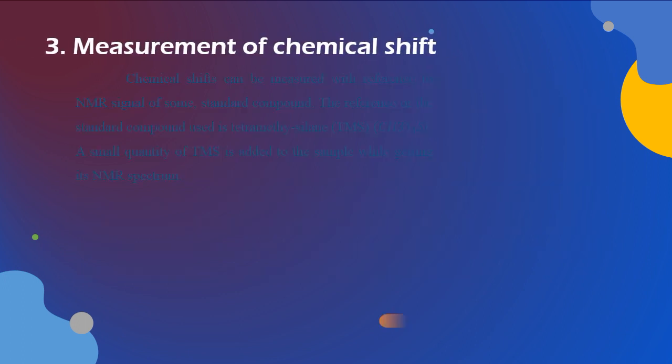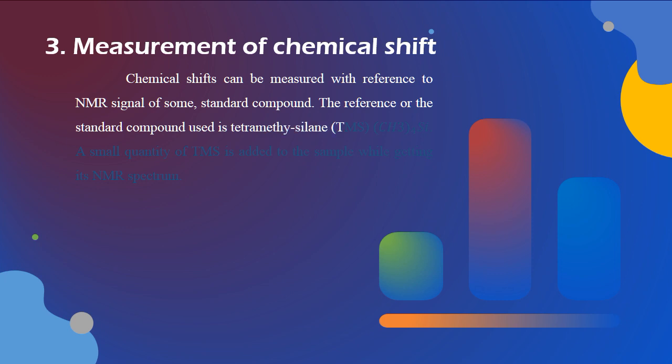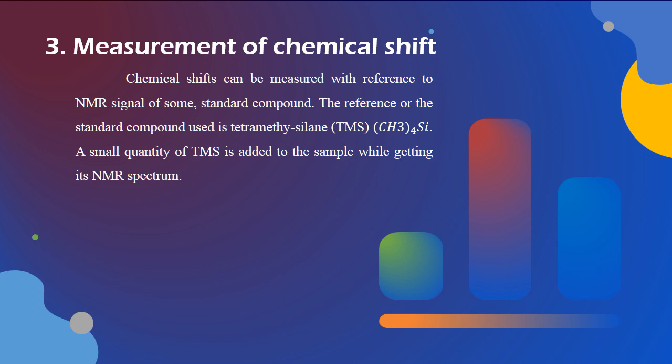The measurement of chemical shift. Chemical shifts can be measured with reference to the NMR signal of some standard compound. The reference or the standard compound used is tetramethylsilane, TMS. A small quantity of TMS is added to the sample while getting its NMR spectrum.